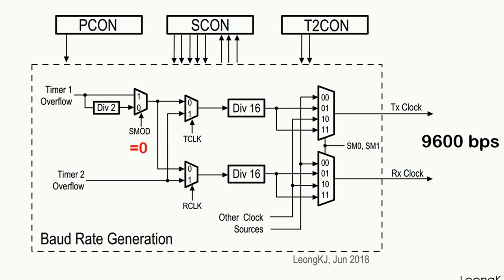Assume that SMODE is cleared to 0. T clock is cleared to 0. R clock is also cleared to 0. SMODE0 and SMODE1 are set to 0 and 1. This would be the clock path.